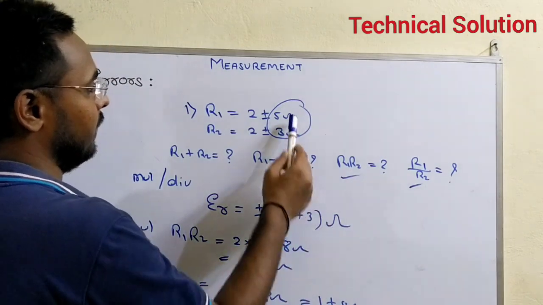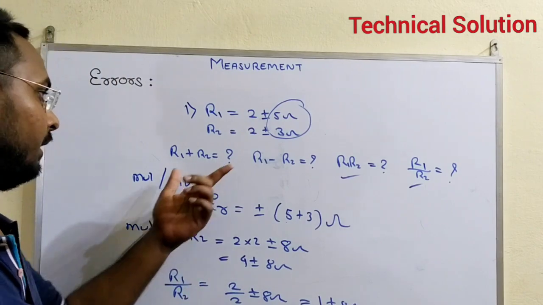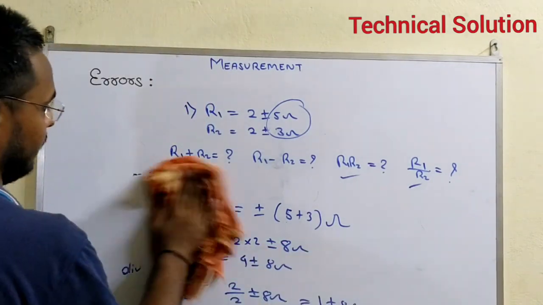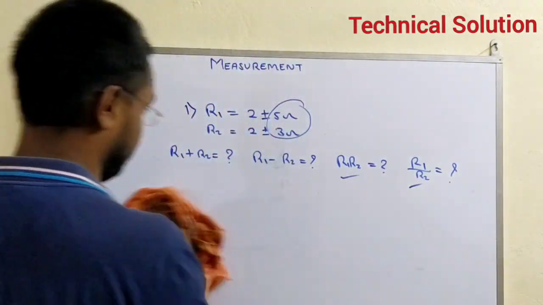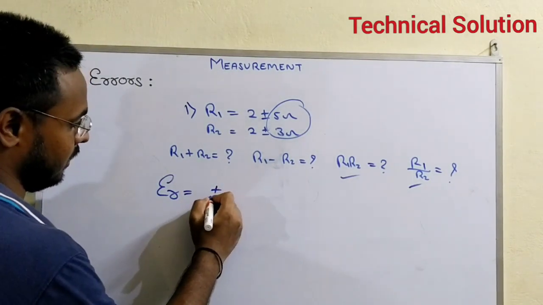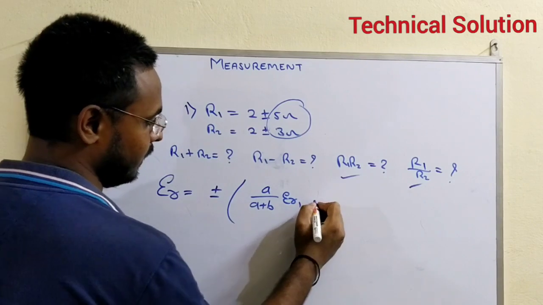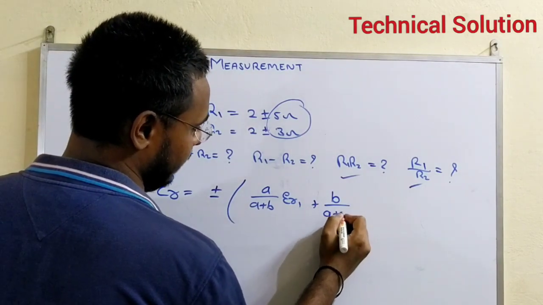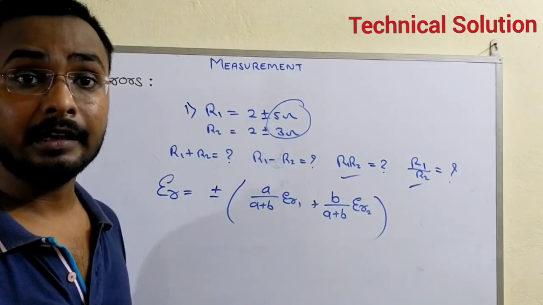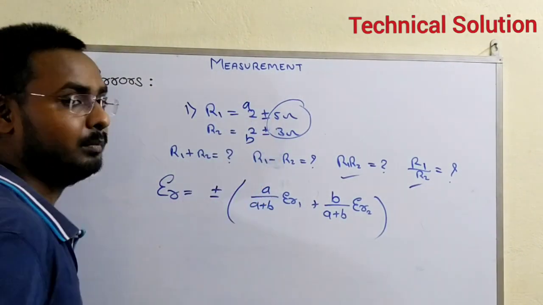Simple: always sum these two values for multiplication and division. And for addition and subtraction, one formula is there, which is epsilon r equals plus minus a upon a plus b epsilon r1 plus b upon a plus b epsilon r2. Now, what are a and b here? This is our a and this is our b.